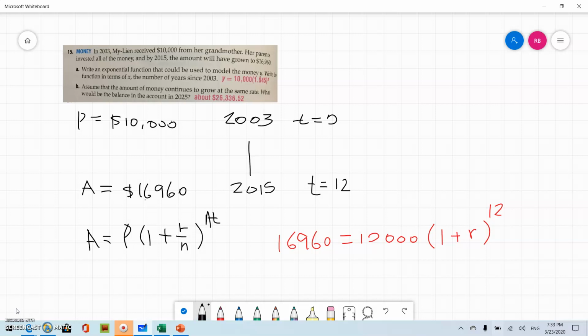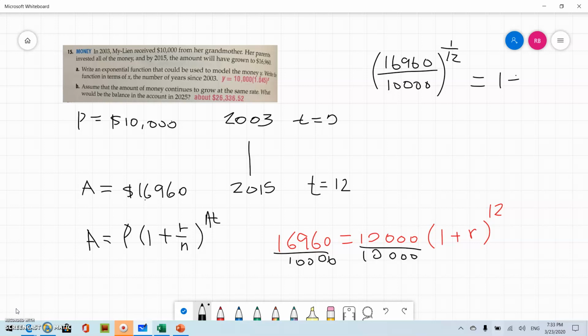So the first step of finding r is that we divide both sides by 10,000. And then the power of 12. So what you can do is raise both sides to the 1/12 power to get rid of the power of 12, and I have 1 plus r here. And then after that, we just subtract 1 from both sides.